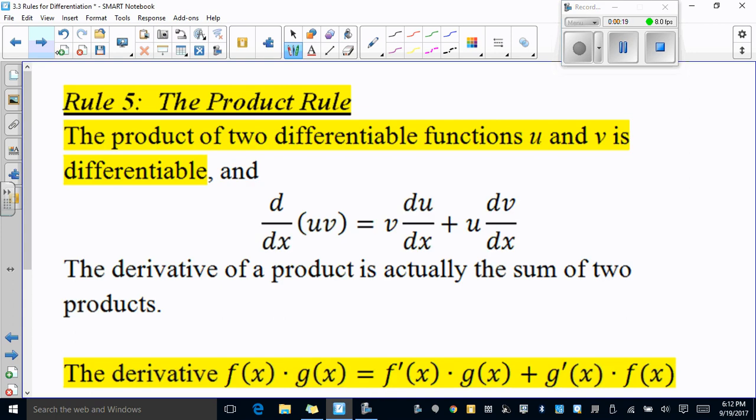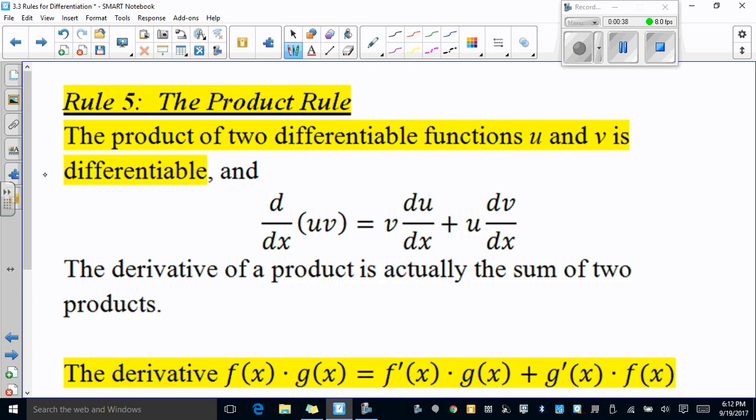Okay, so the first rule we're covering today is the product rule. The product of two differentiable functions, u and v, is differentiable. d/dx of uv equals v times du/dx plus u times dv/dx. The derivative of a product is actually the sum of two products.